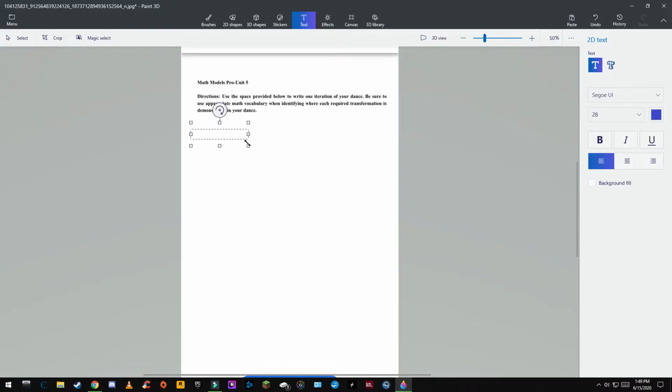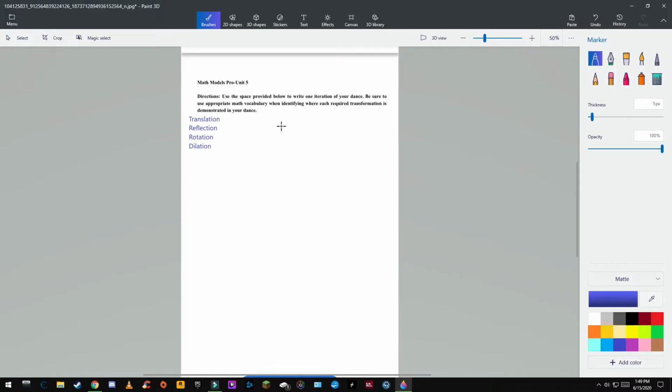So the words they want you to use are things like translation, reflection, rotation, and possibly dilation. Now these are the 4 words they probably want you to use in describing your dance. So I'm just going to give you an example of each of them in accordance to a dance that I'm going to draw out here for you, and hopefully you'll see what you need to do.